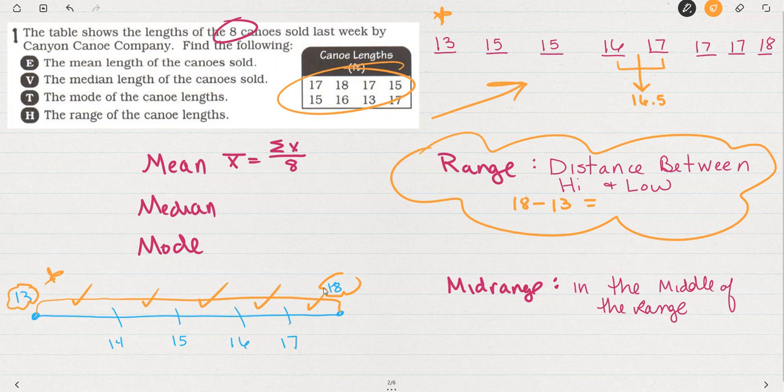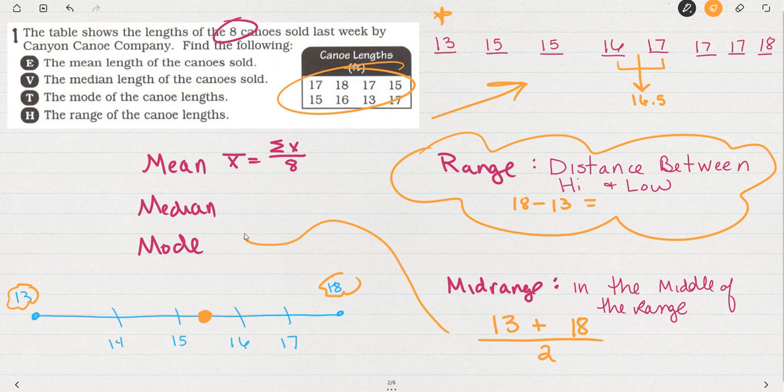The mid-range is that value that's immediately in the middle of that range. So if we looked again at the 13 to 18, let me erase some of the extra markings. We could see that the middle of that space between the 13 and the 18 is going to be the 15.5. But you could also use this formula: add the high and the low. Addition is commutative, so it doesn't matter which one we put first. And then divide by 2, and that's going to give us the mid-range.